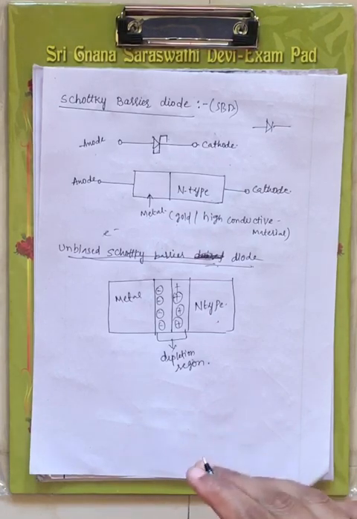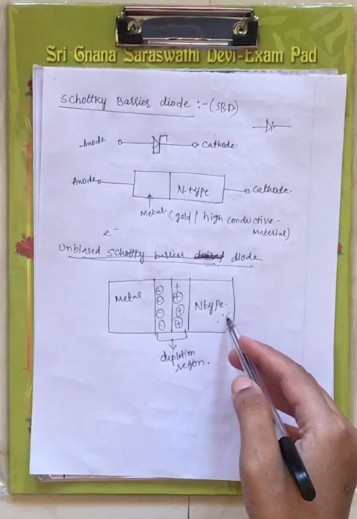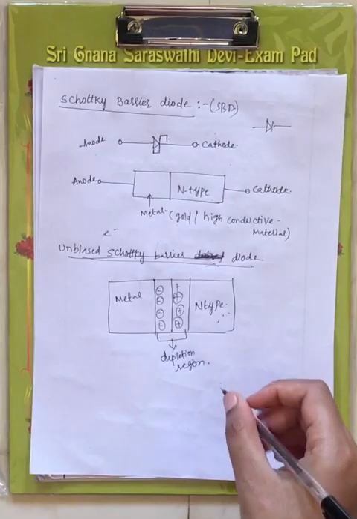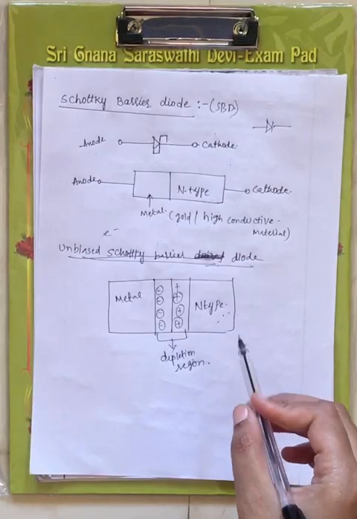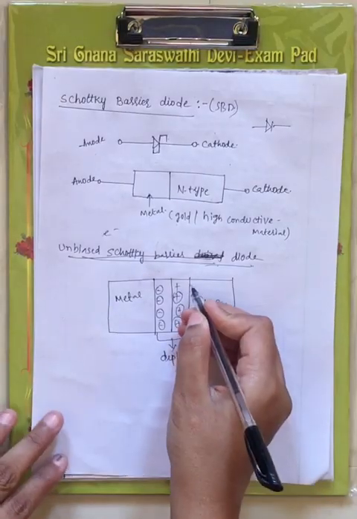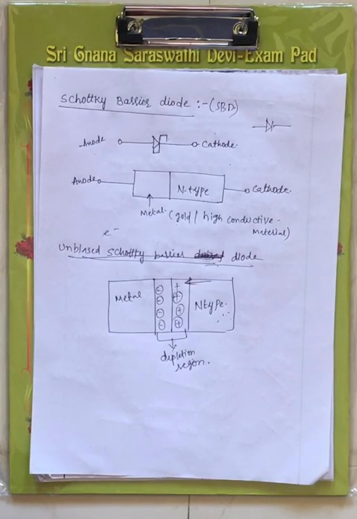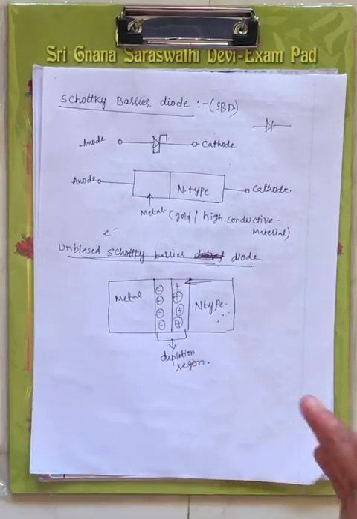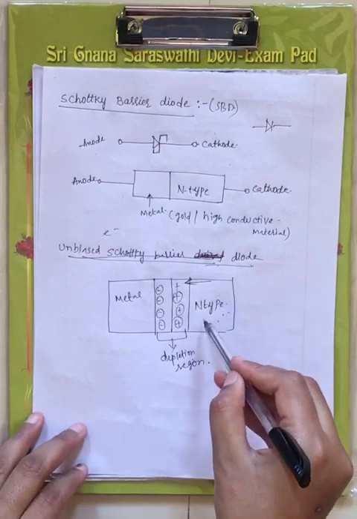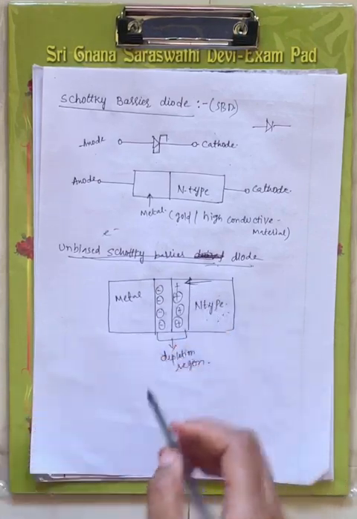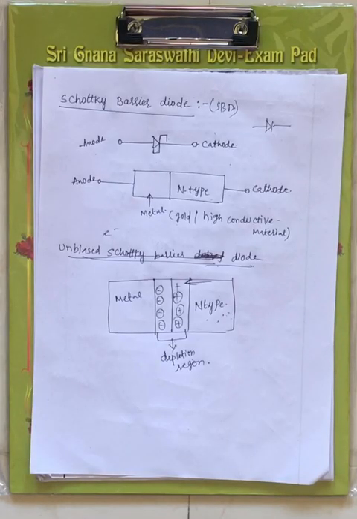The free electrons that are present in this n-type semiconductor, what are the majority carriers in n-type semiconductor? Electrons, right? Whatever electrons are present in the n-type semiconductor will move towards this metal. When you are combining the metal and n-type semiconductor, that is, diffusing them, the electrons in the n-type semiconductor will move towards the region of metal.